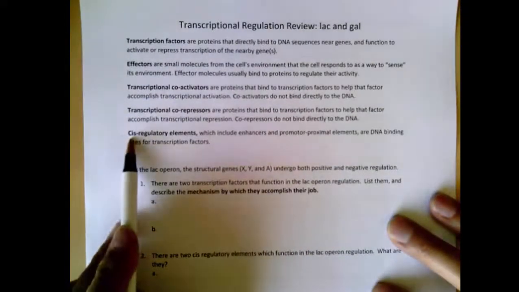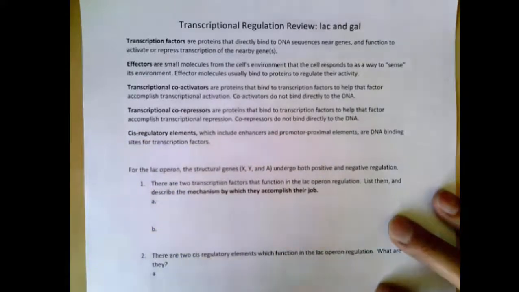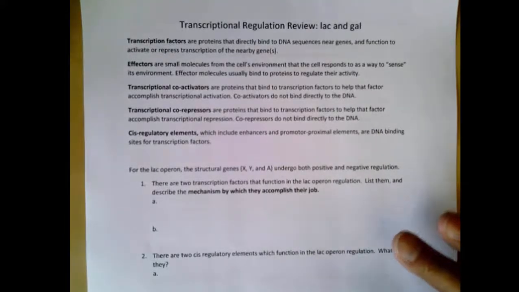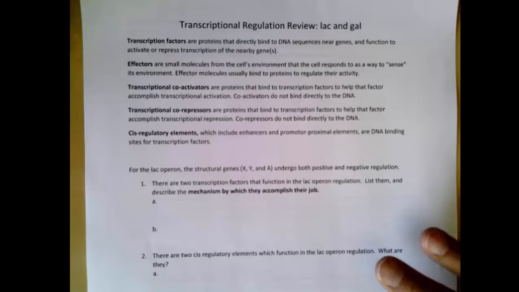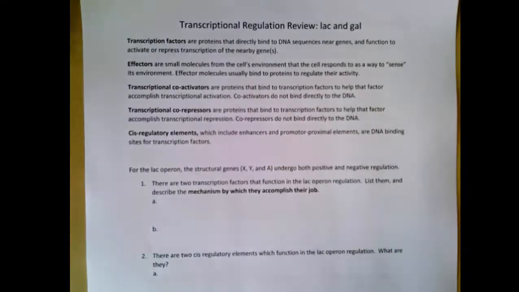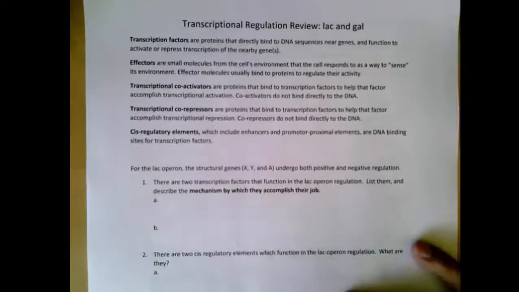And then finally, cis-regulatory elements. This includes enhancers and promoter proximal elements. Cis-regulatory elements are the binding sites for transcription factors. And so once we identify transcription factors in a system, the very easy way to identify the cis-regulatory elements would be to think about what are the sequences that those transcription factors bind to.